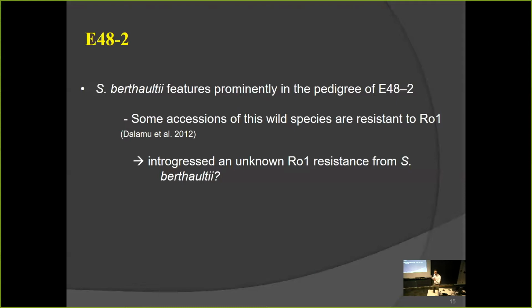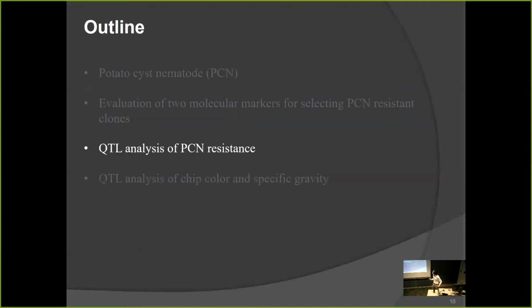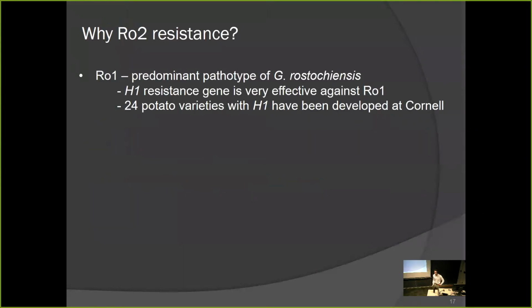So this is all for the first research project. Now I'm going to explain QTL analysis of new potato cyst nematode resistance. As I mentioned before, pest type R1 has been the predominant pest type for a long time in New York State.